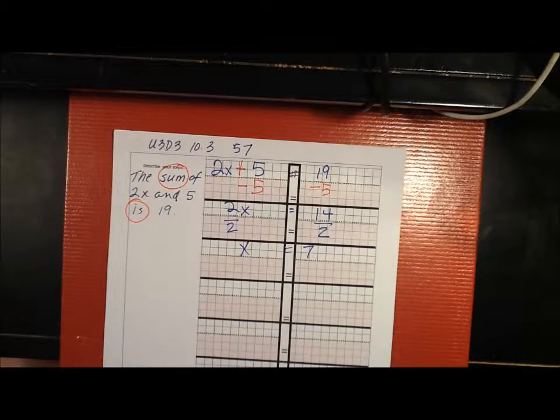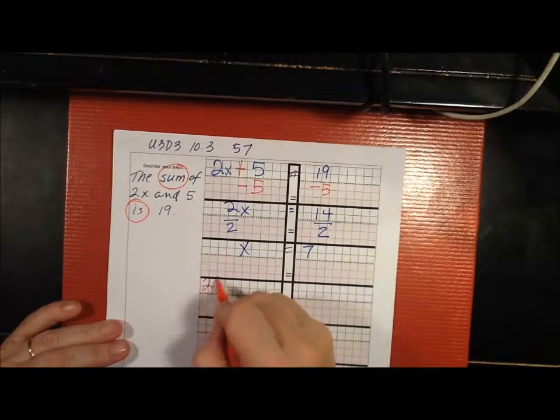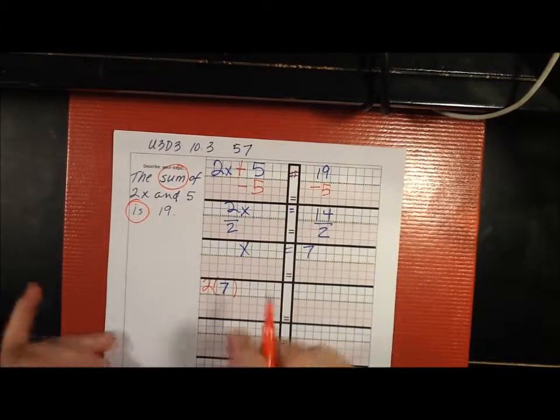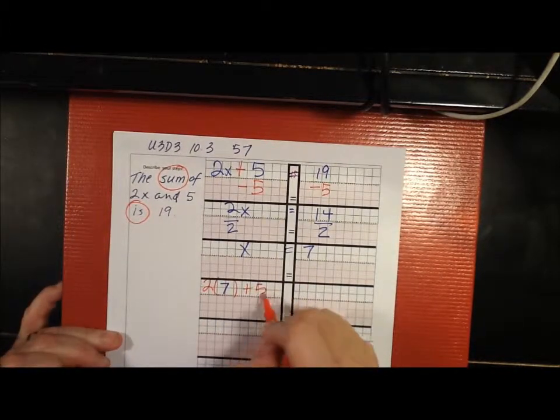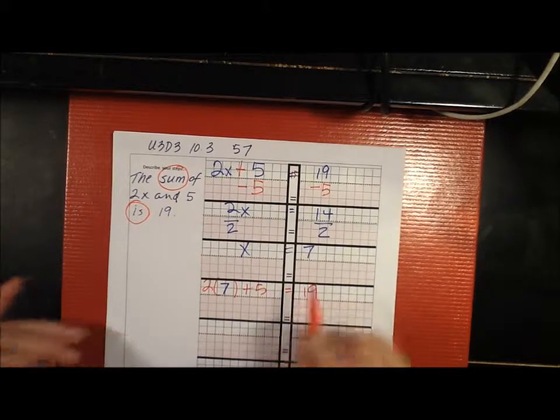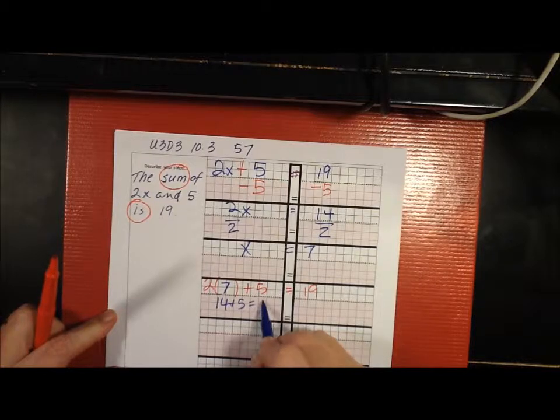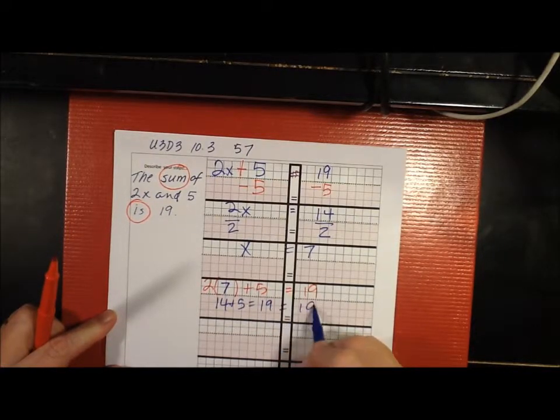Now let's check it. Is it true that 2 times 7 plus 5 equals 19? 14 plus 5 does indeed equal 19. So we did that right.